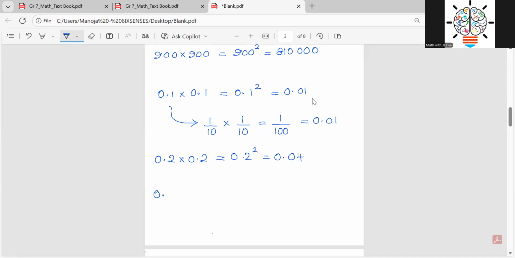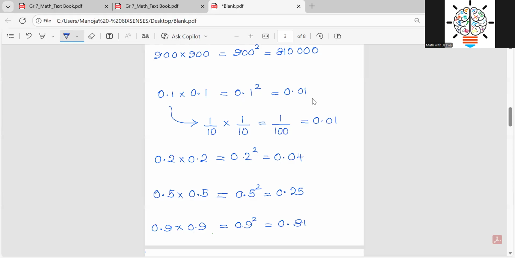I'm taking 0.5 now, 0.5 times 0.5. Again, as you have one decimal place in the question, there should be two decimal places in the answer. So 5 times 5 is 25, and you want to keep two decimal places, so you write it as 0.25. And if you have 0.9, so you write 0.9 squared. Then 9 times 9 is 81, so you write it like this. Okay, so this is how you get the answers easily.